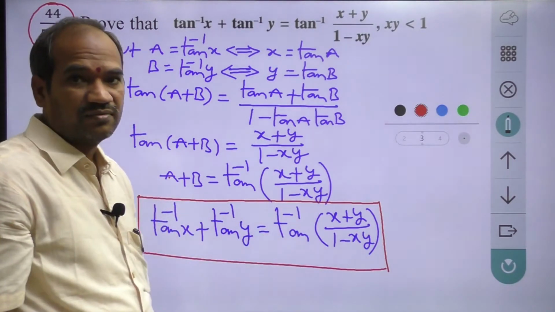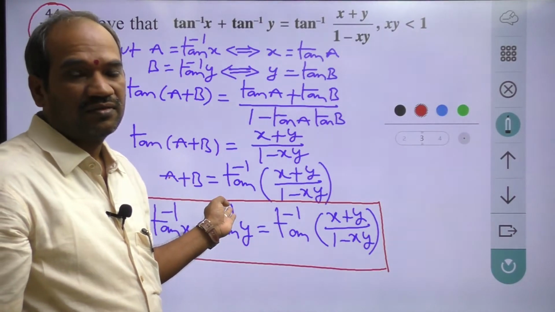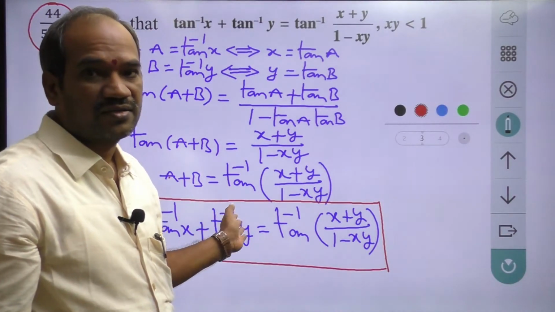This is a 3 marks question. It was already given in the final exam. Write this question and practice it one time.